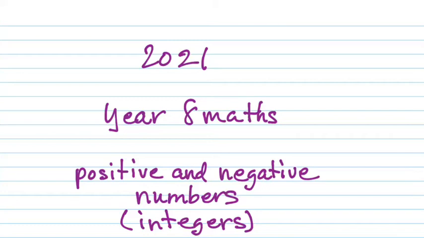So today what we're going to do is take a look at positive and negative numbers. These are also known as integers. You need to know that word, integers, because we're not often going to say positive and negative numbers. They'll usually be called integers. So in general, we work with this set of positive numbers.